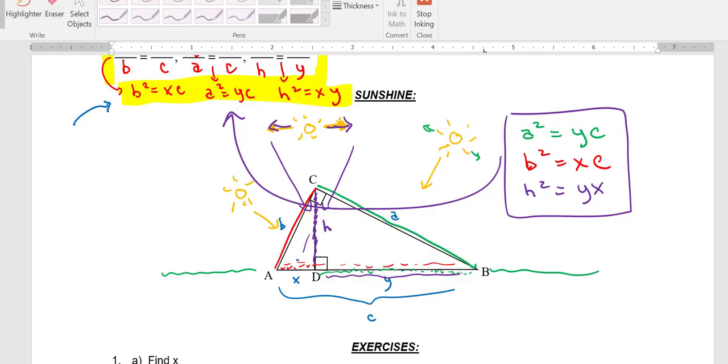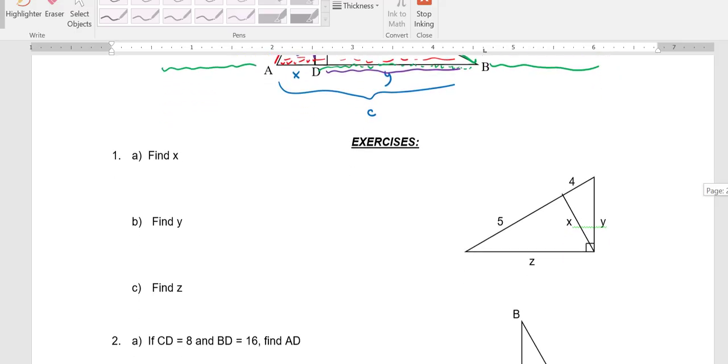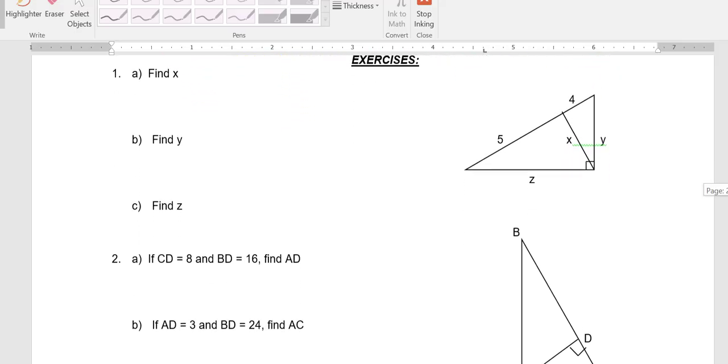Okay, so let's try applying this to a few problems, two simple problems. So if I look down at the bottom here, if I'm looking for X, what you have to do sometimes is flip your paper over, but I'm not going to be able to flip it over because this is my computer. Hopefully you can see that that's the ground.